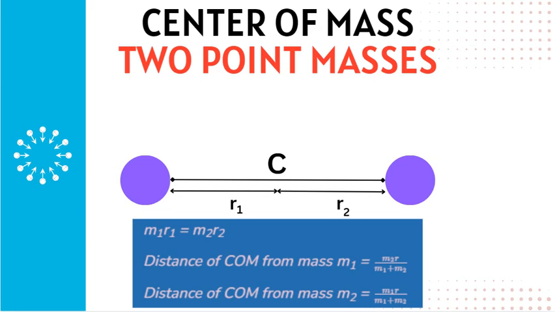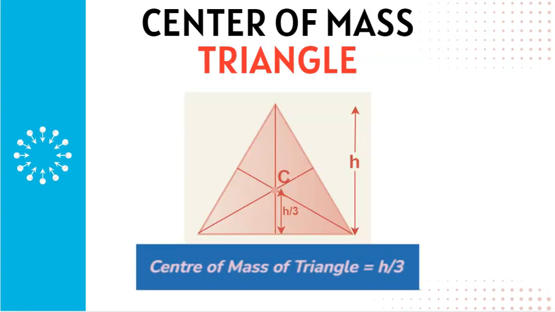However, an object's center of mass and center of gravity lie at the same point in a uniform gravitational field. If two point objects of mass m1 and m2 are connected by a weightless rod of length r1 plus r2, then the location of the center of mass can be derived using the mass distribution formula. If the object is in the shape of an equilateral triangle, then the center of mass is 1/3 the height from all three faces.